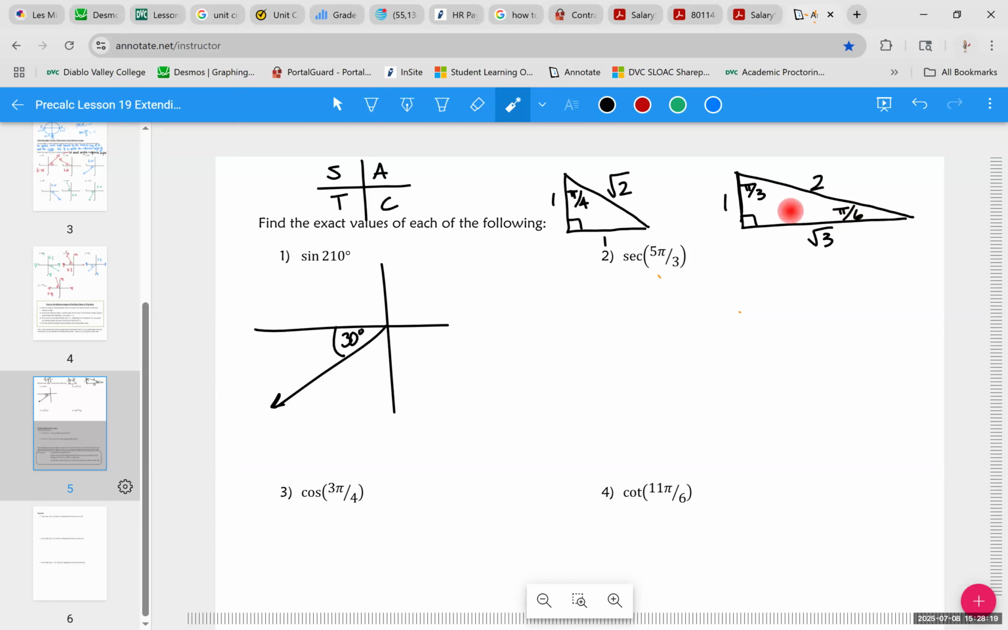The sine of this is opposite over hypotenuse. This is the hypotenuse. So that would be 1/2. But because I'm in the third quadrant, sine is negative. And you're done.